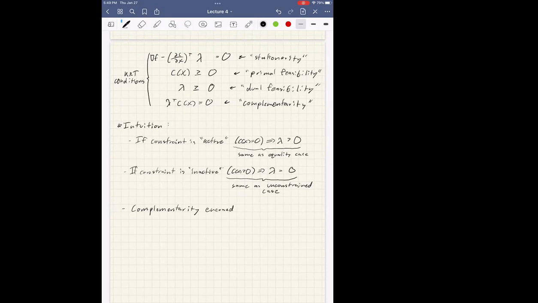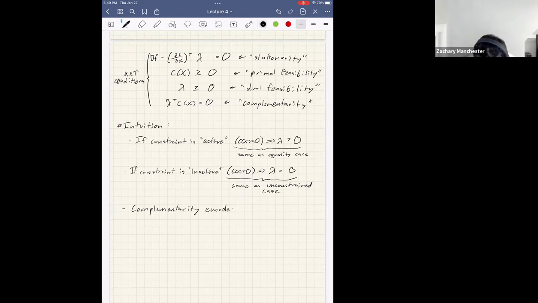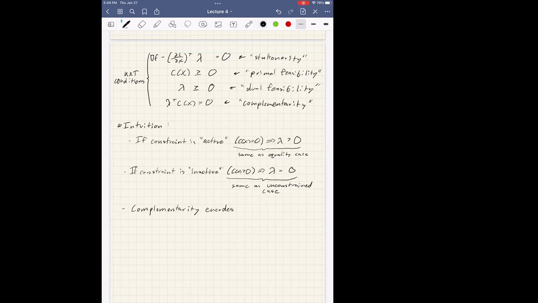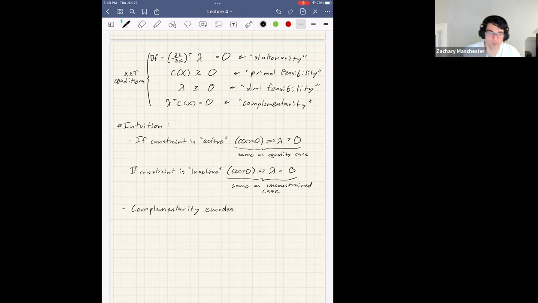Oh, what happens if the constraint is violated in this case? Then it's active, right? Or it should be. And there's more to say about that, I guess.